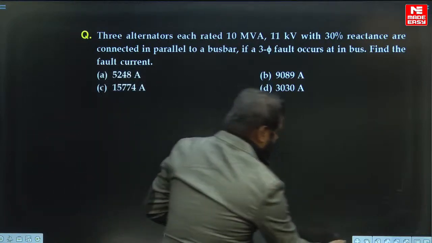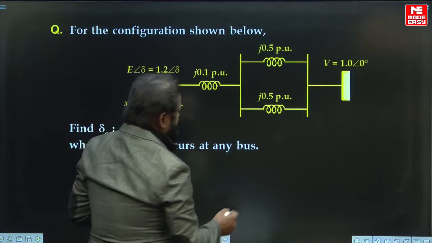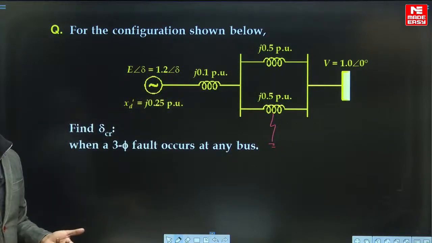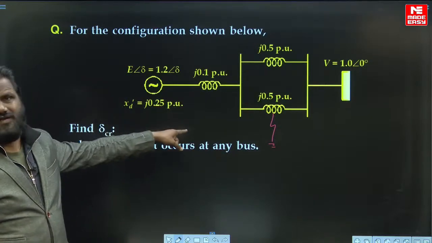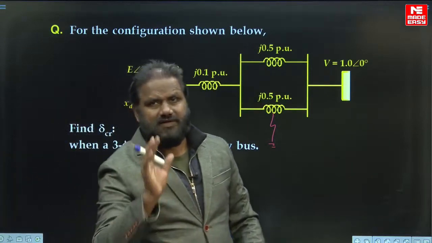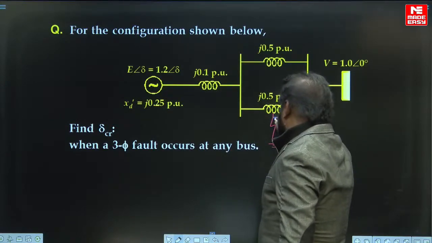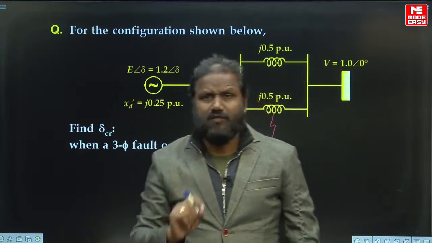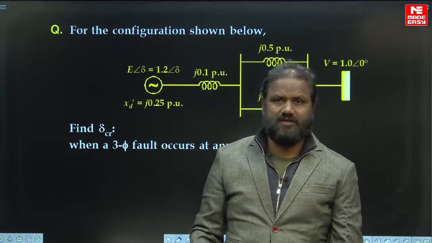One more thing I want to tell you. Suppose in this question it is given that the 3-phase fault occurs at the middle of one of the lines. What would be the delta CR? In that case the delta CR should definitely be less than the delta CR in this case. So do one task at home: take the fault occurring at the middle, calculate with the formula, and the answer should be less than 79.5.